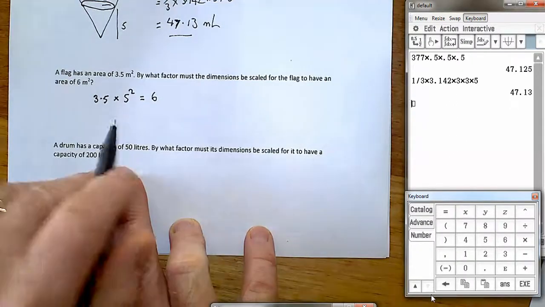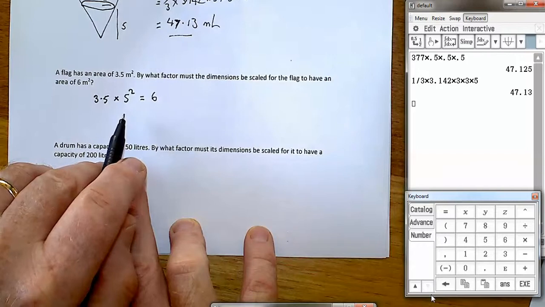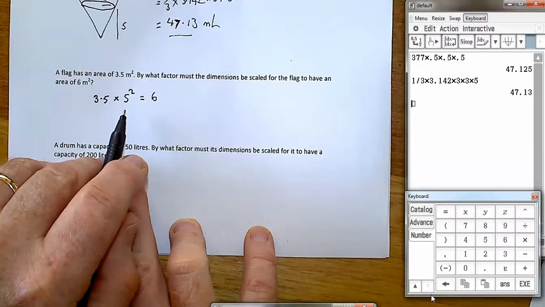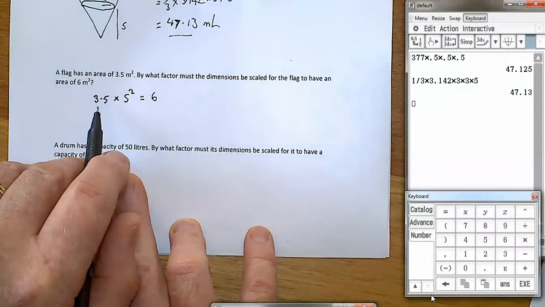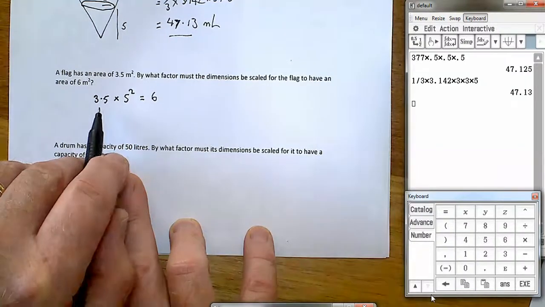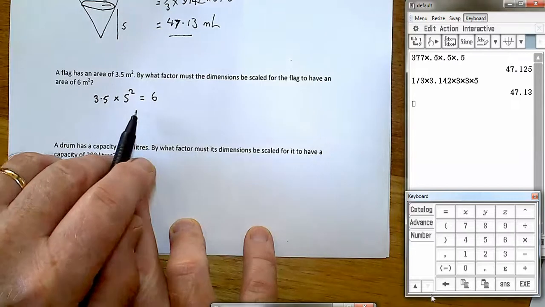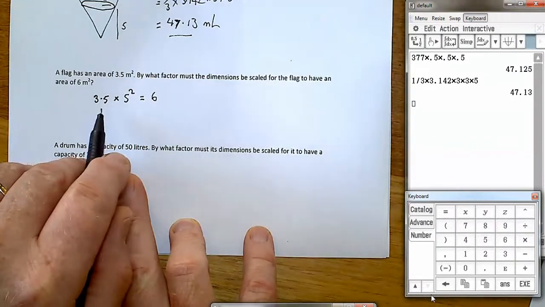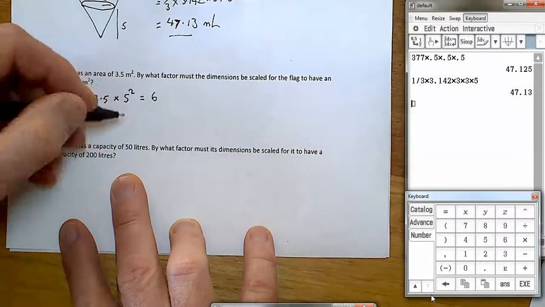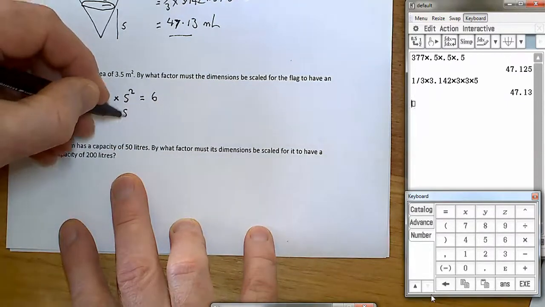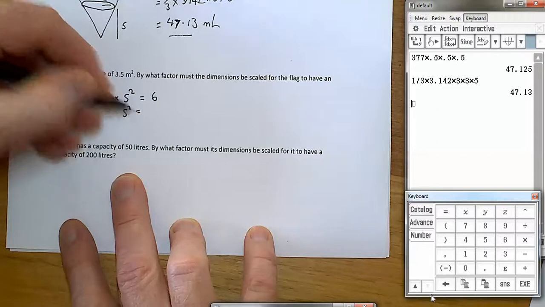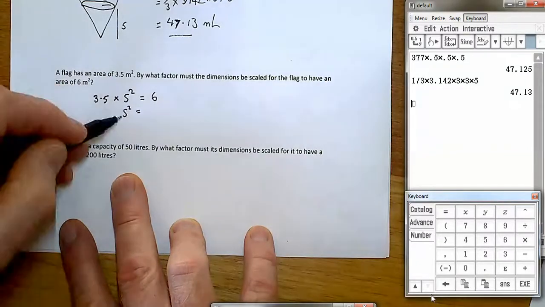Now our job is to solve this equation. In other words, shuffle it round until we can find out what S equals. Now, the way we could go about this is, first of all, let's see if we can get rid of the 3.5. We've got 3.5 times S squared equals 6. You can get rid of that 3.5 by doing the opposite of timesing by 3.5, which of course is dividing by 3.5. So that means that S squared equals, dividing this side by 3.5, you're left with S squared.